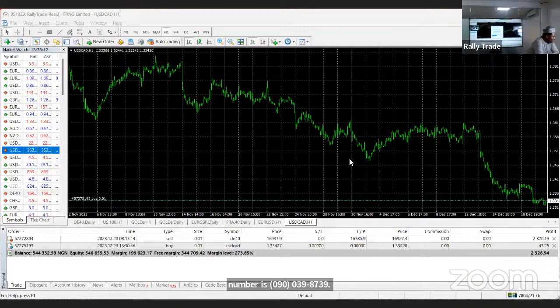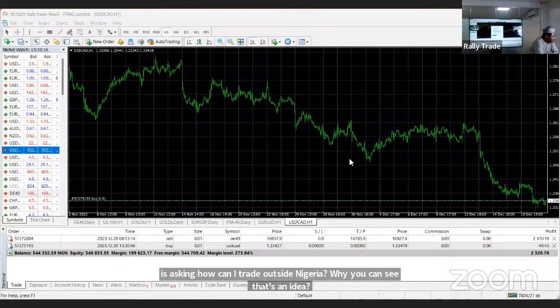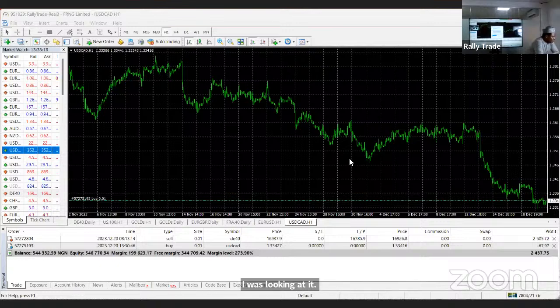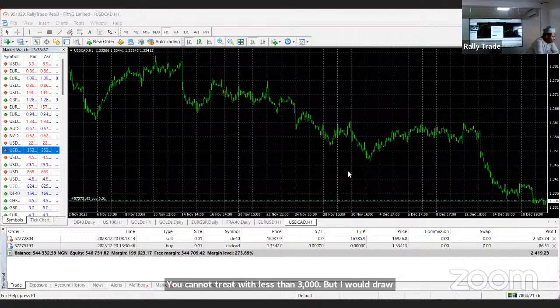Somebody is asking, how can I trade outside Nigeria? You can trade outside Nigeria as long as you're a Nigerian, no matter where you are. Somebody is asking, can I trade with less than 3,000? You cannot trade with less than 3,000, sir. Better you withdraw your 3,000 and go home. The minimum to trade is 50,000. Can I trade outside Nigeria? I already answered. The answer is yes.